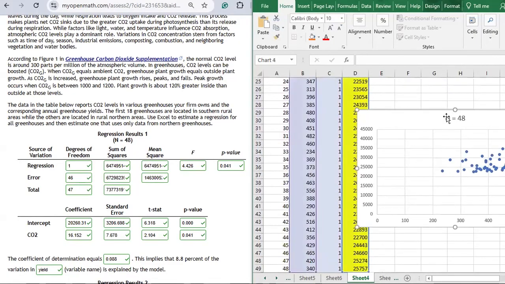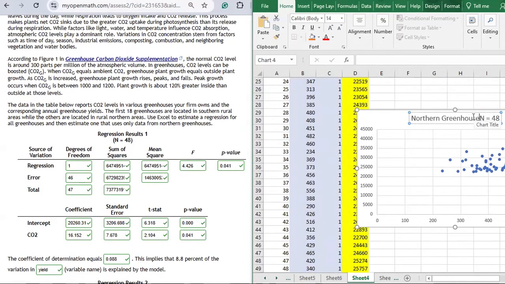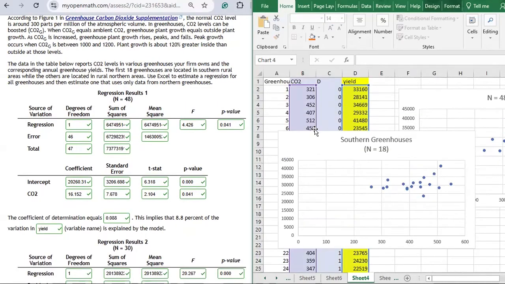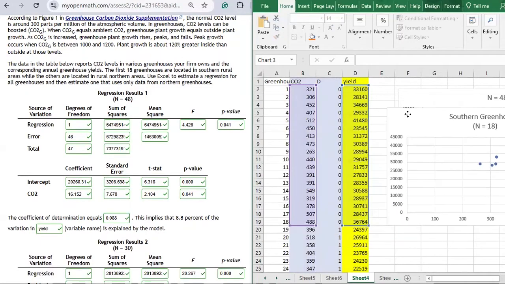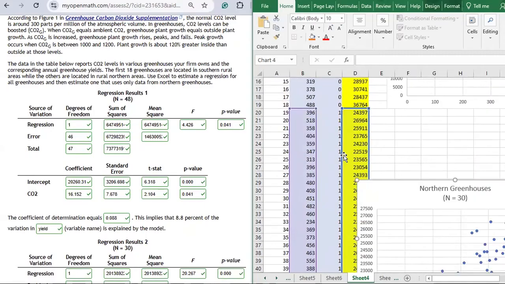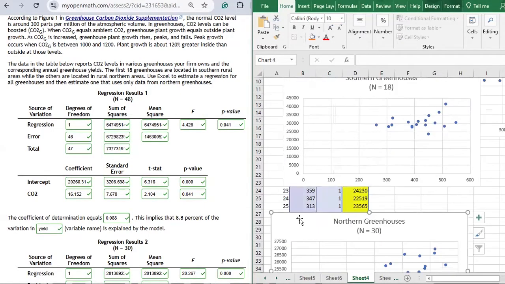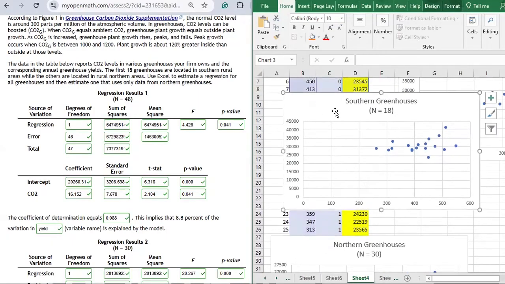And then I'm going to do the same thing for the northern greenhouses. How many northern greenhouses are there? 30. Then I'll click on the white area here. And I'm going to move this over here. I'll bring this corner down to 19. So this is going to scatter plot 19 to 48. I'm going to show you a really cool trick here. I'm going to copy this.